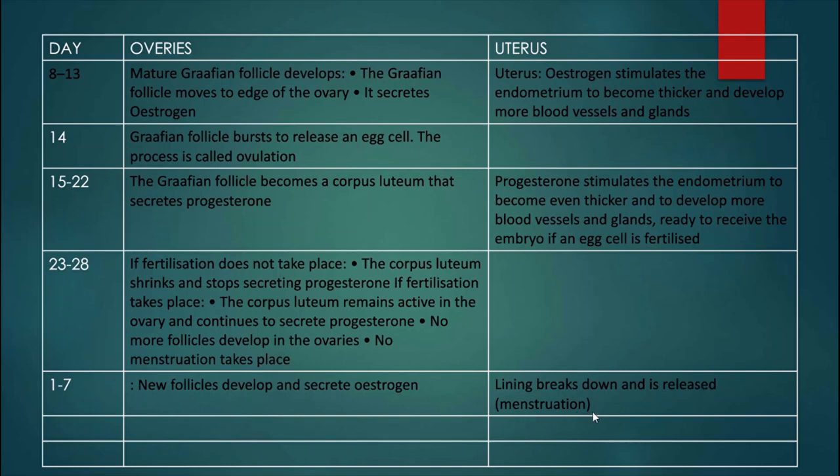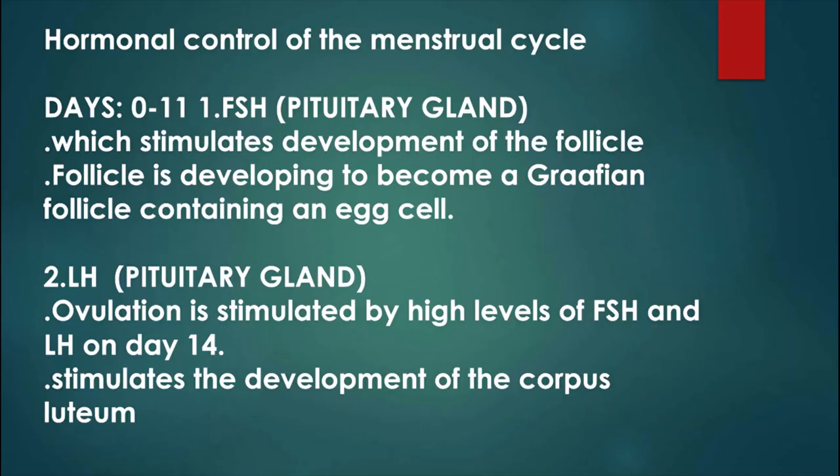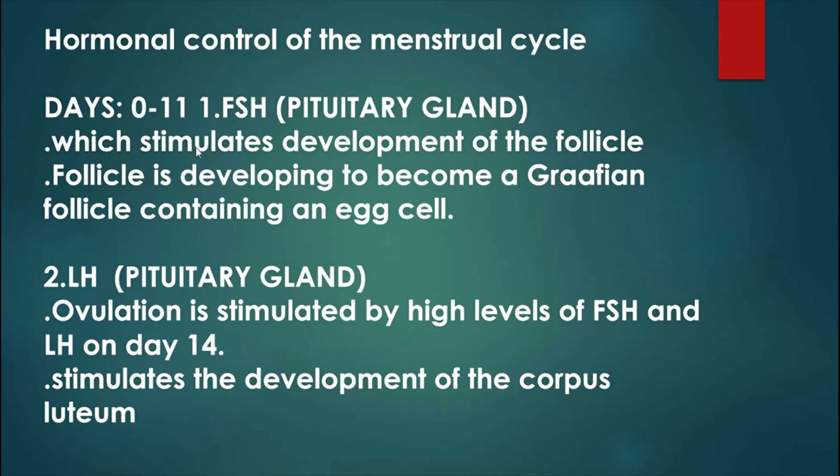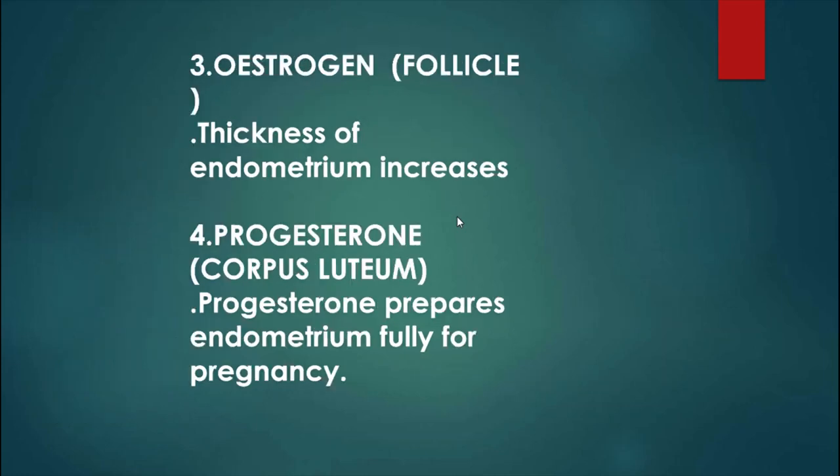Now let's look at the hormonal control of the menstrual cycle. Now we have 4 hormones: FSH, LH, progesterone, and estrogen during the menstrual cycle. The FSH, which is secreted by the pituitary gland, stimulates the development of the follicle. The follicle develops to become a Graafian follicle containing an egg cell. Now what happens to that follicle? The follicle secretes estrogen. What happens? The estrogen thickens the endometrium.